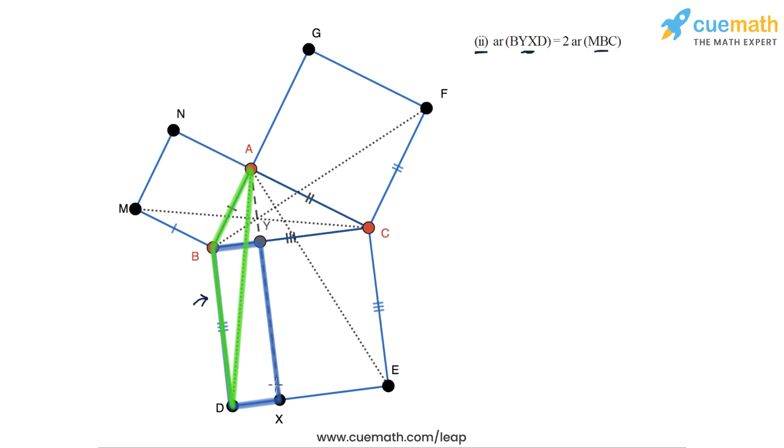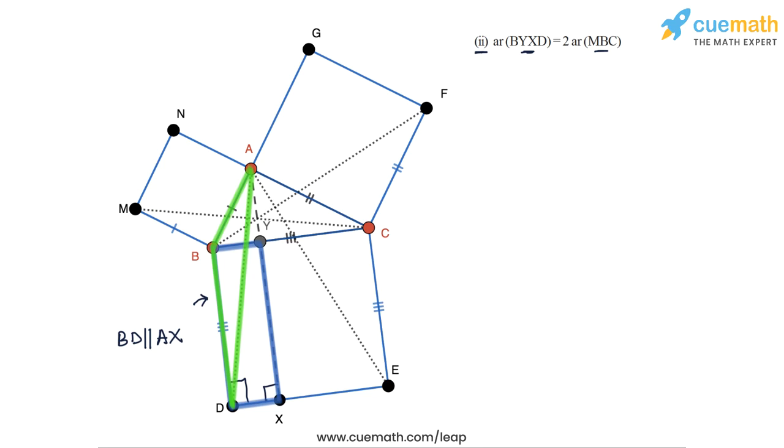Because we are given that AX is perpendicular to DE, and of course the angle at D, angle BDE, is also 90, we have BD parallel to AX. And this basically means that the rectangle BYXD and the triangle ABD are on the same base BD and between the same parallels BD and AX.